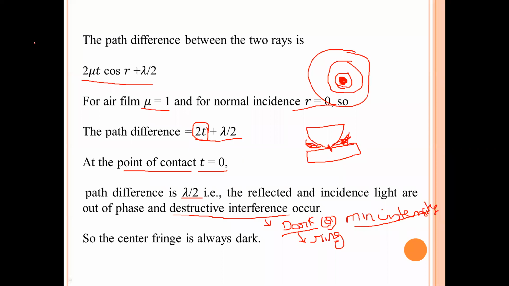So the first case is at the point of contact, that is t is equal to 0. We substitute here, then the path difference value becomes lambda by 2. So the path difference value is lambda by 2. Then it is named destructive interference, or simply a dark ring, or the case of minimum intensity.